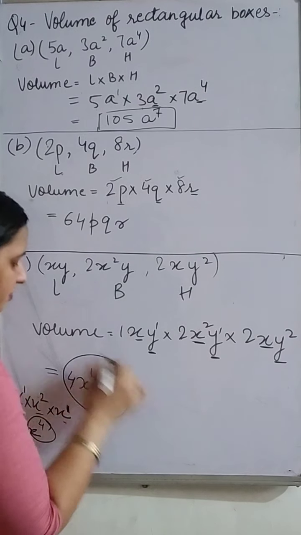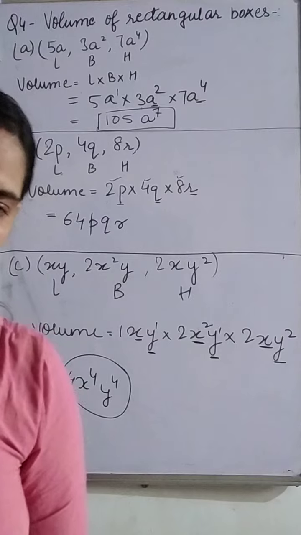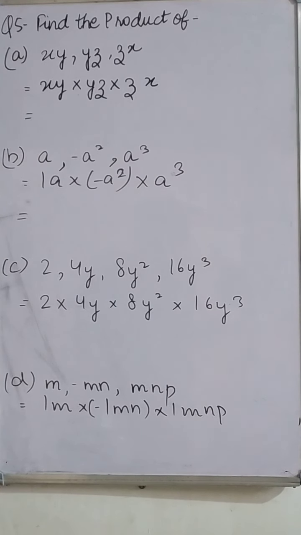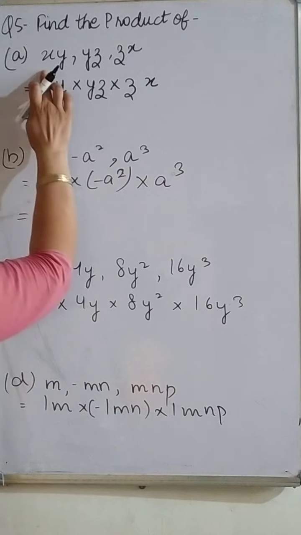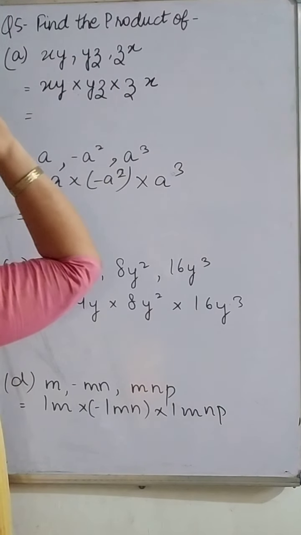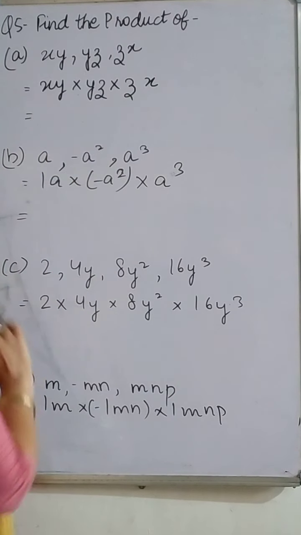So the answer is 4, x raised to power 4 into y raised to power 4. Now question number 5, find the product. 3 or 4 monomials are given. Find the product of these monomials. First is xy, yz, zx. Find the product. So xy into yz into zx.